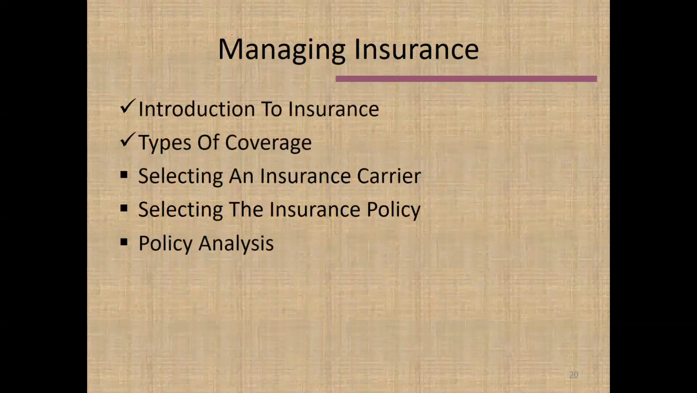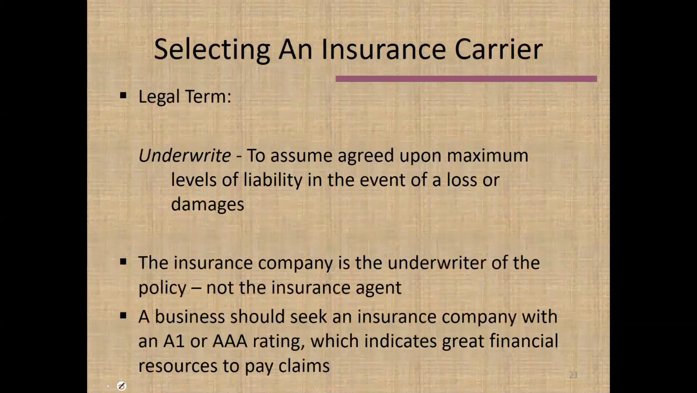Okay, so we've talked generally about insurance products, and we've talked about the types of coverage. Now we're going to talk about selecting an insurance carrier. What insurer are you going to use? The term that we use for this is underwriter. And what does an underwriter do? Well, it assumes the maximum levels of liability in the event of a loss or damages. So, of course, that's the insurance company. It is the underwriter.